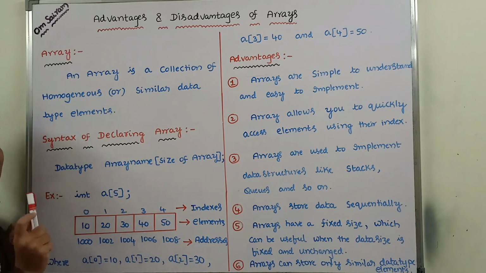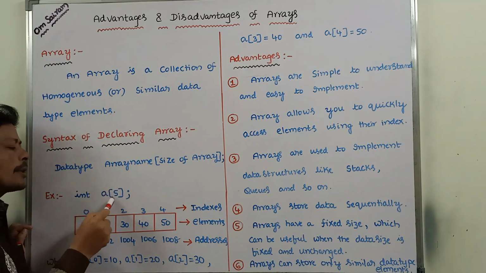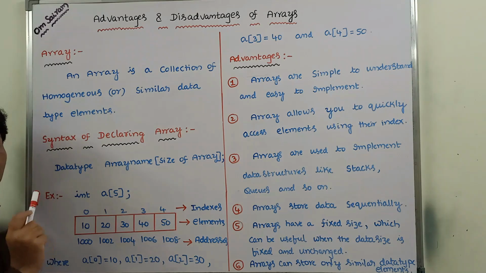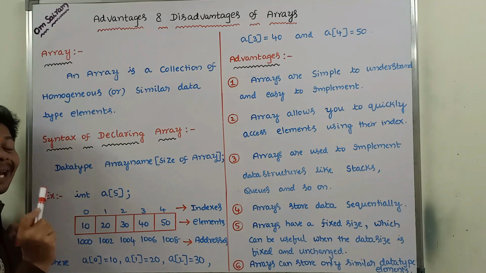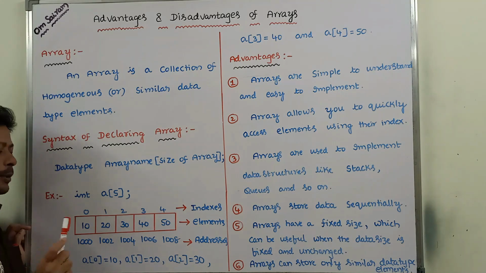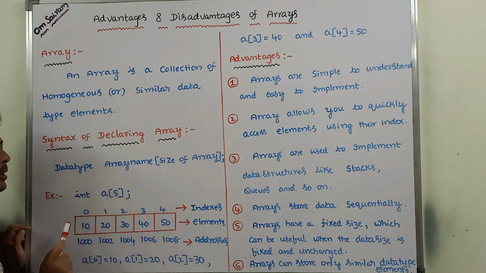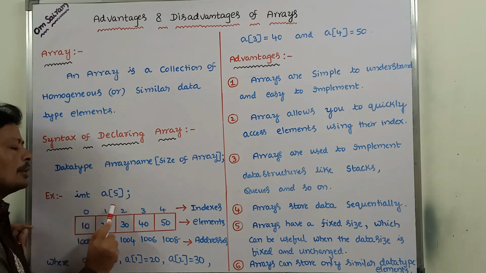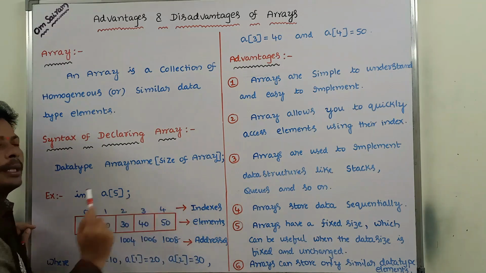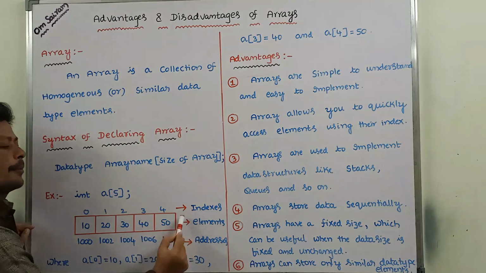Array index starts with 0 and ends with n minus 1, where n is the size of the array. Here the size of the array is 5, therefore n is equal to 5. The array index starts from 0 to 5 minus 1, that is 4. So the indexes are 0, 1, 2, 3, 4. The array elements are 10, 20, 30, 40, 50.